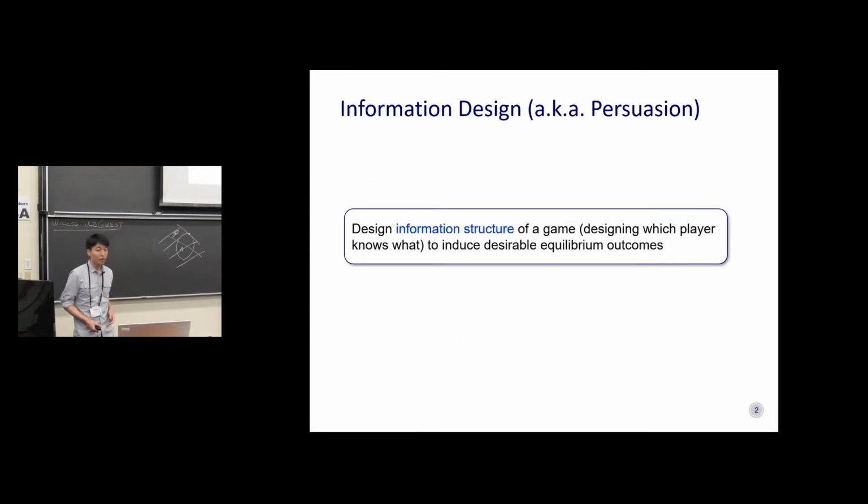Okay, so this talk is about information design, also known as Bayesian persuasion. You have actually already seen an example in the previous talk, but in general, the goal here is to design the information structure of a game. That is, designing which player knows what, so that it can induce a desirable equilibrium outcome.